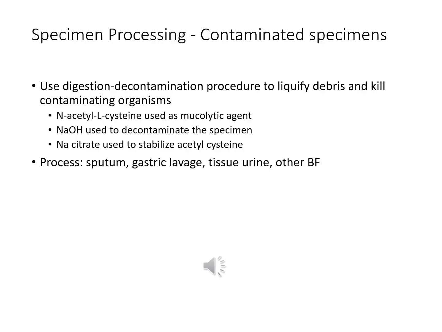So you have two different agents to break up the mucus of the sputum. You have an N-acetyl-L-cysteine reagent, which is a mucolytic agent for breaking up the mucus strands in the sputum. And then you have sodium hydroxide, which is used to decontaminate the specimen, so that kills off the normal flora, but it does not kill off the acid-fast bacteria. And then sodium citrate can be used to stabilize the acetylcysteine if needed. So if you're processing a sputum, a gastric lavage, a tissue, urine, or other body fluids, you may need to do that specimen prep, either the digestion or decontamination procedure.